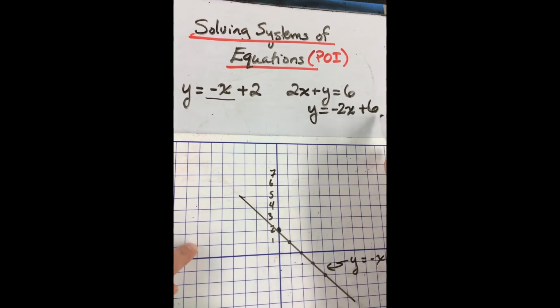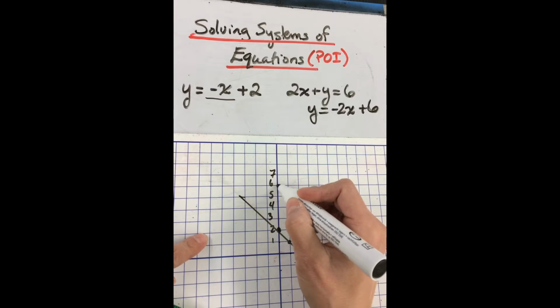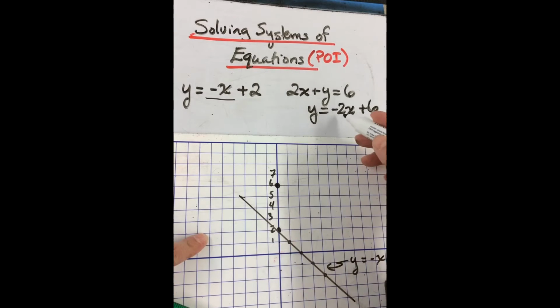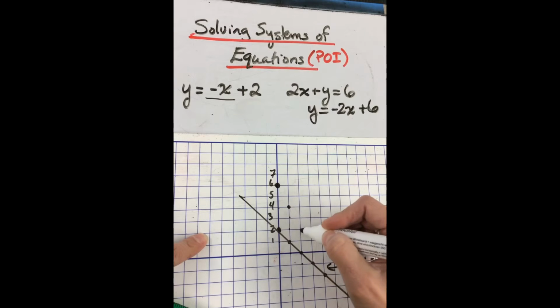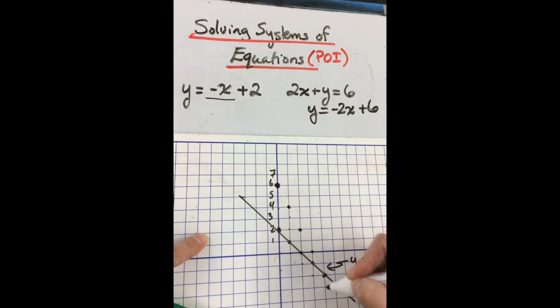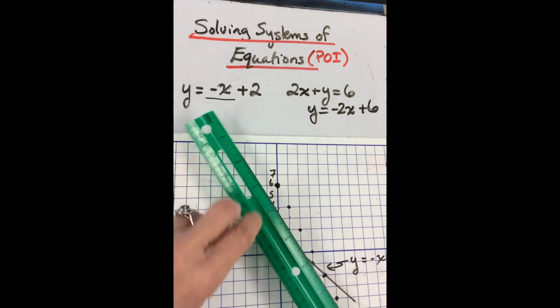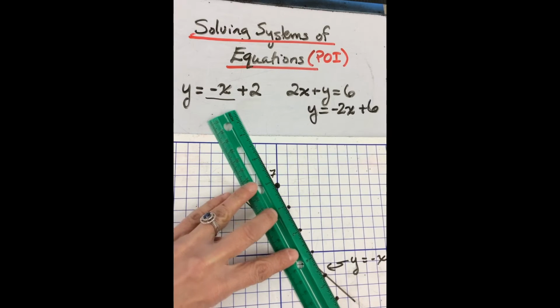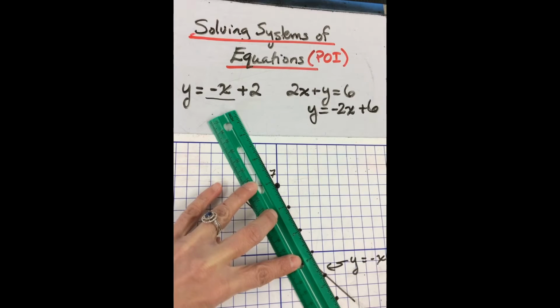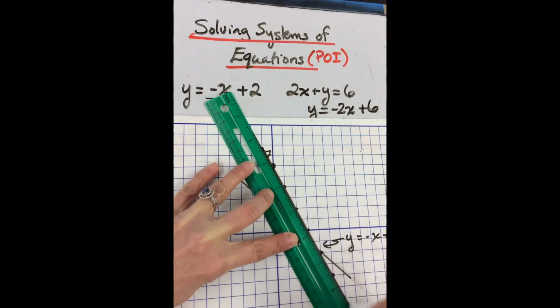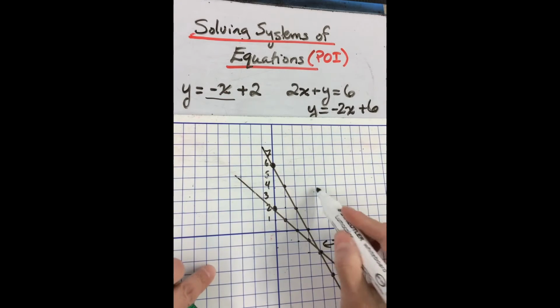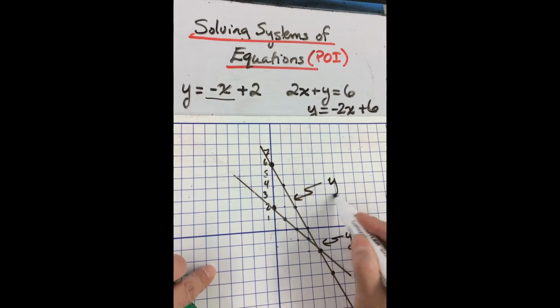And then I can take this one here and do the same thing, find the y-intercept. And this one here is down 2, across 1, down 2, across 1, down 2, across 1. I don't have to make that many, but I want to make sure that we can find this point where the two lines will intersect. And I can label this one y is equal to negative 2x plus 6.